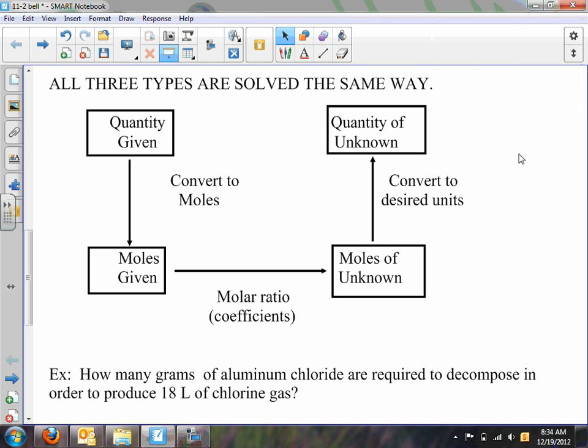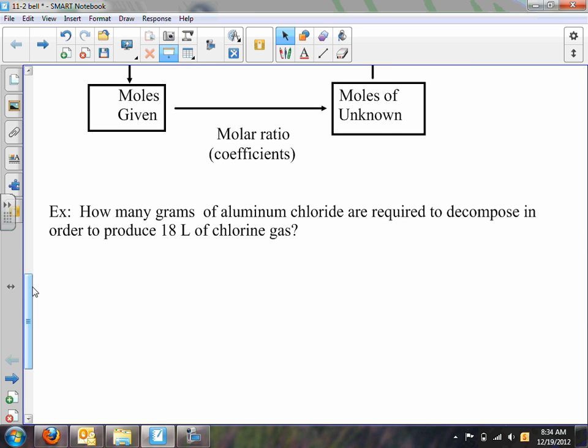This example will show you how to convert between mass and volume, but the nice thing is, it's stoichiometry, so it's done the same way as the other examples. Write down what you're given, convert that into moles of that same given substance, use your molar ratio to find the moles of the new substance, and then convert it to the quantity of that new substance. The question here says, how many grams of aluminum chloride are required to decompose in order to produce 18 liters of chlorine gas? Well, before we do anything, we need a balanced equation.